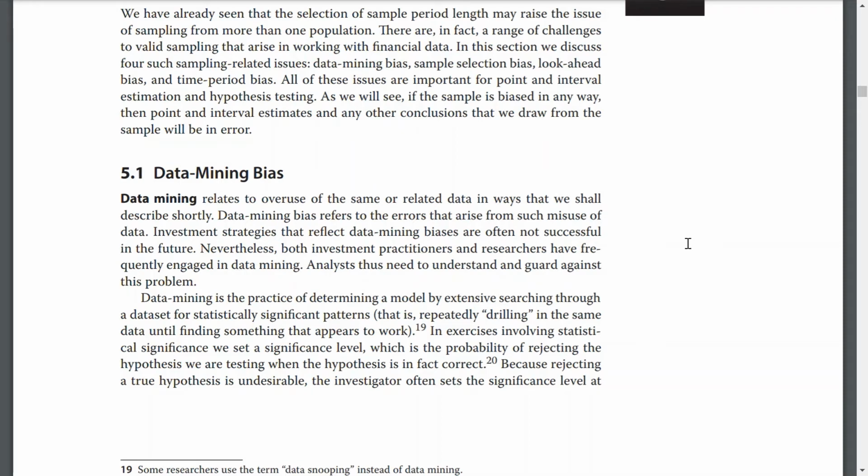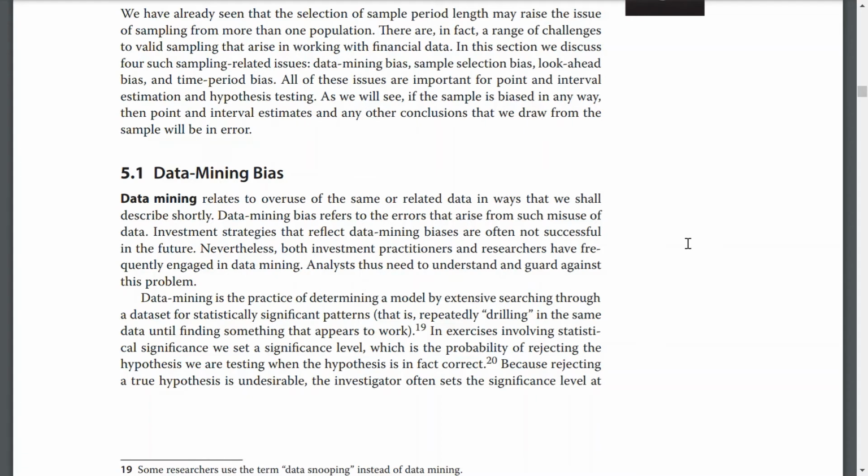Nevertheless, both investment practitioners and researchers have frequently engaged in data mining. Analysts thus need to understand and guard against this problem. Data mining is the practice of determining a model by extensive searching through a data set for statistically significant patterns, like repeatedly drilling in the same data until finding something that appears to work.